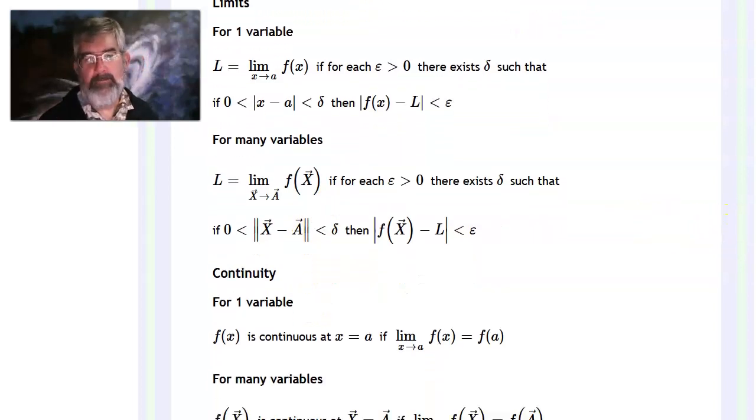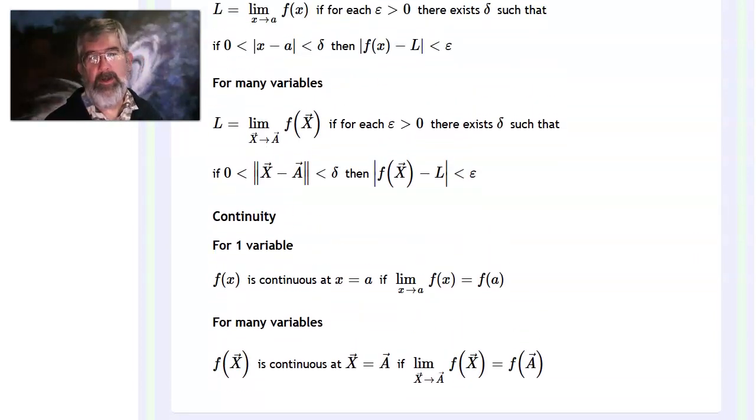Likewise with continuity. Here's our definition for continuity in one variable. We say that f of x is continuous at x equals a if the limit as x goes to a of f of x is f of a. If what happens as you approach A is the same as what happens at A, then it's continuous. You can draw it without picking up your pencil.